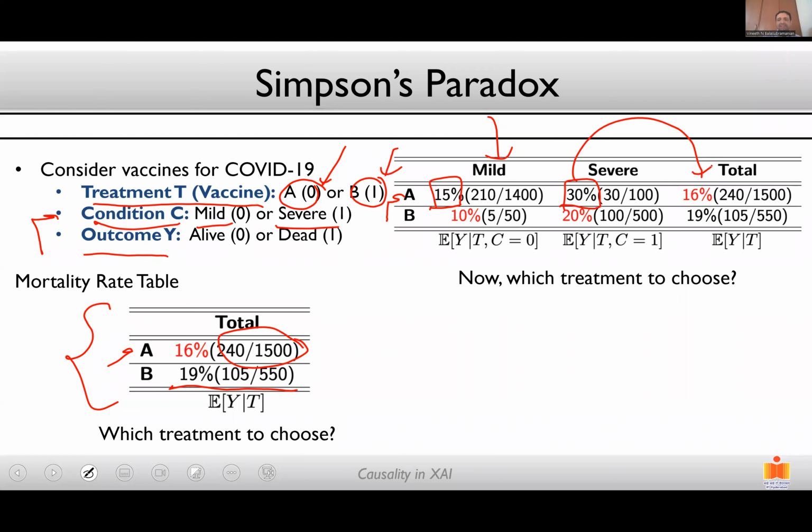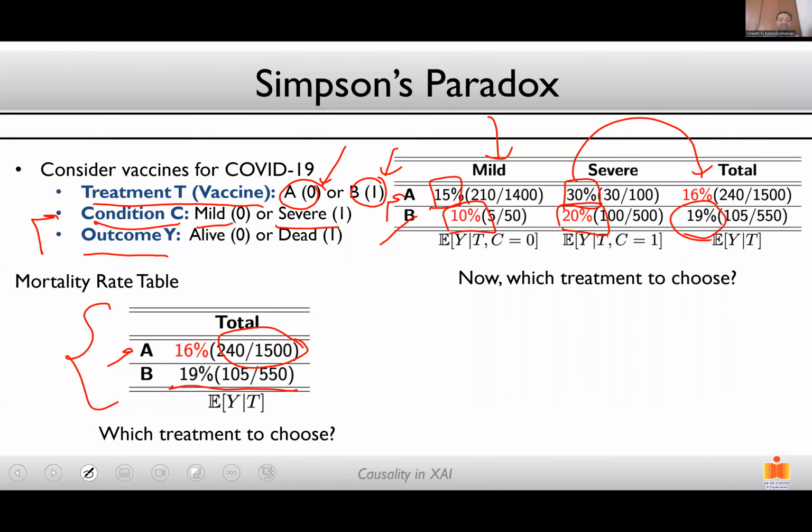Overall, it had a 16% mortality, depending on how many mild symptom patients got exposed to the vaccine and how many severe symptom patients got exposed to the vaccine. Now, on the other hand, vaccine B got 10% mortality on mild condition patients and 20% mortality on severe condition patients, leading to an overall mortality of 19% based on the split of how many patients with severe symptoms took vaccine B versus how many patients with mild symptoms.